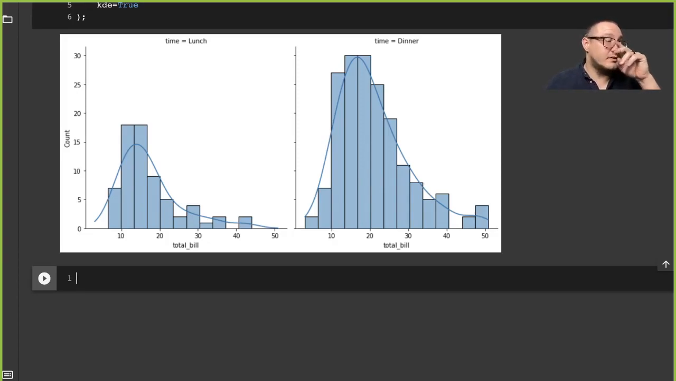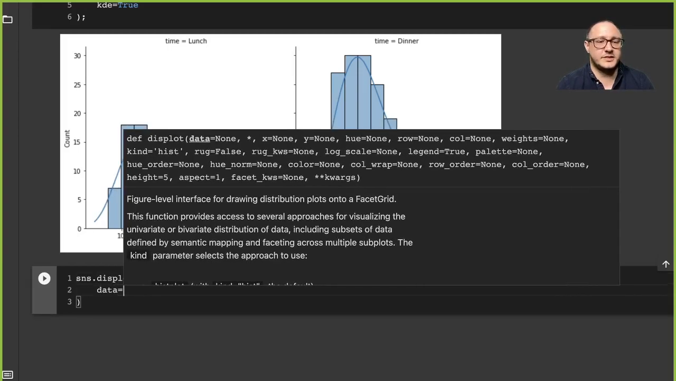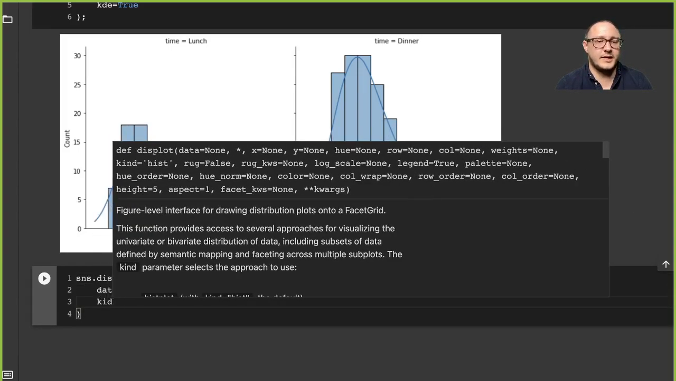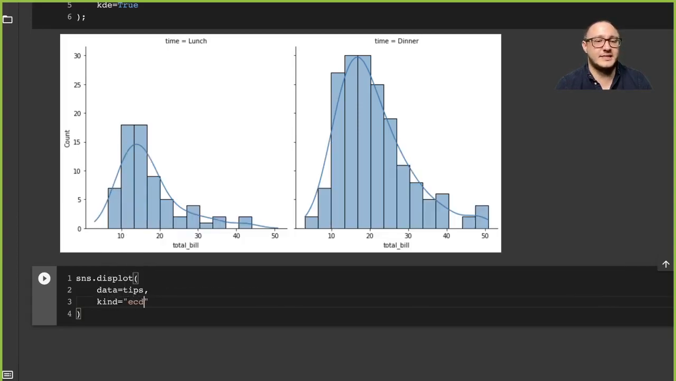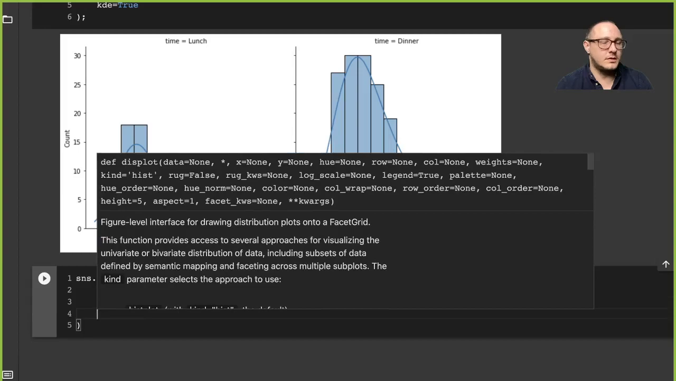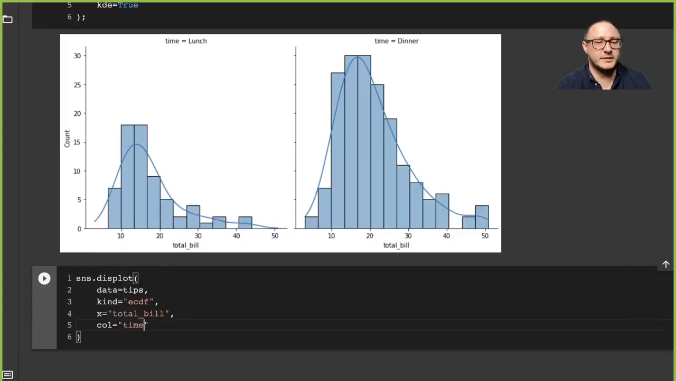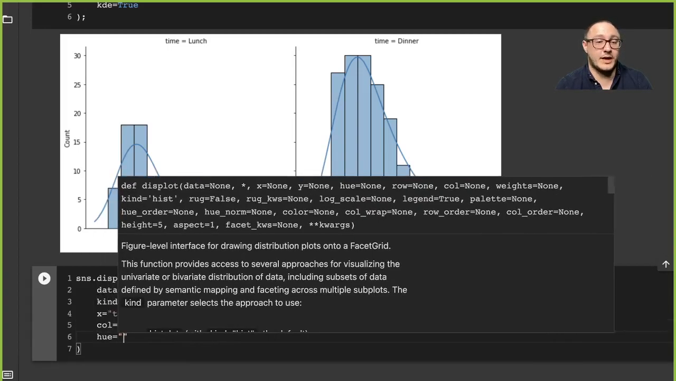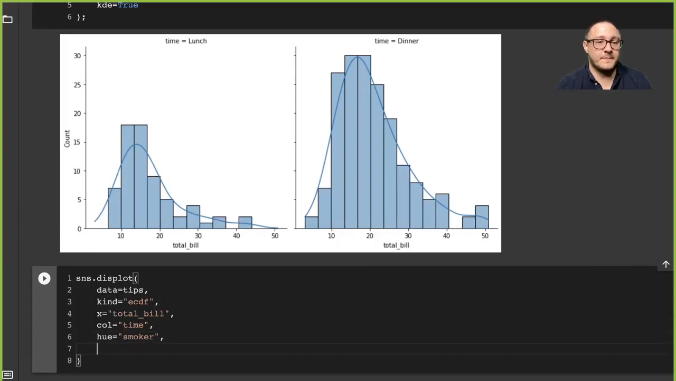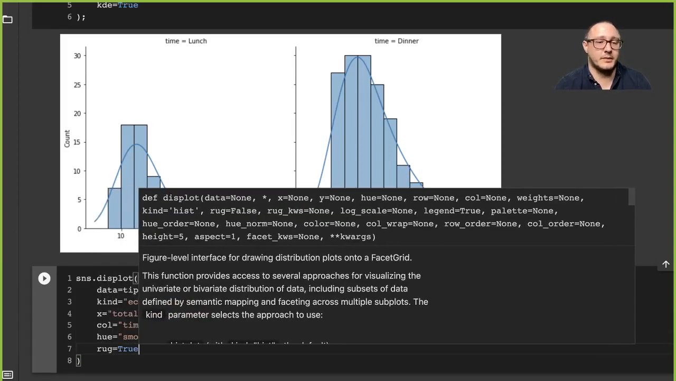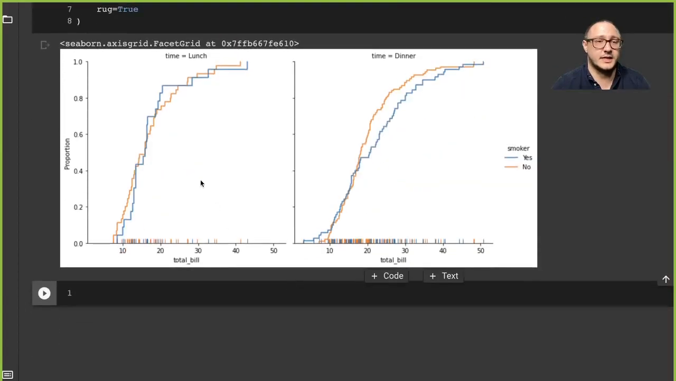Now another one let's do here. Let's look at calculating, for example, empirical cumulative distribution functions, your ECDFs. So sns.displot, and we want data equal to tips here. We want kind to be ecdf. X is going to be our total bill. Our column, again, we're going to keep as time. Our hue, though, that we're going to add in is smoker. And then we also want a rug plot at the bottom, and I'll talk about what a rug plot is in just a second.